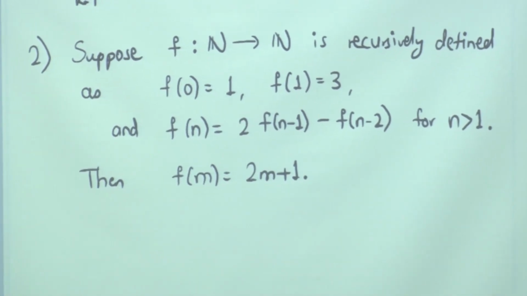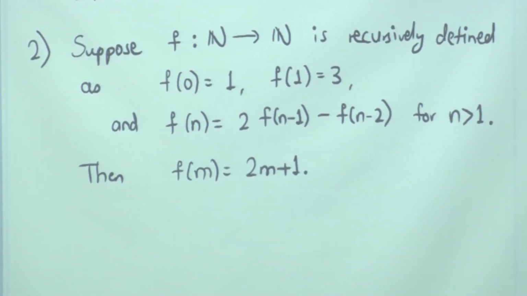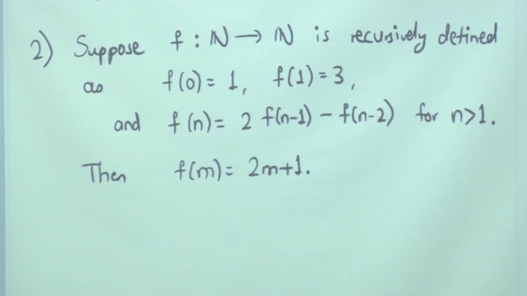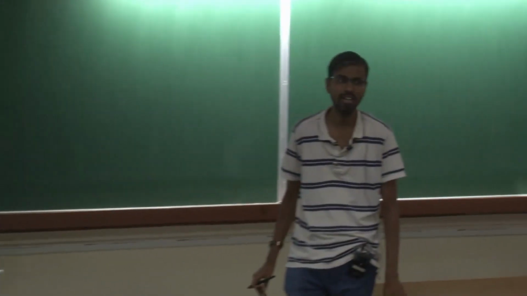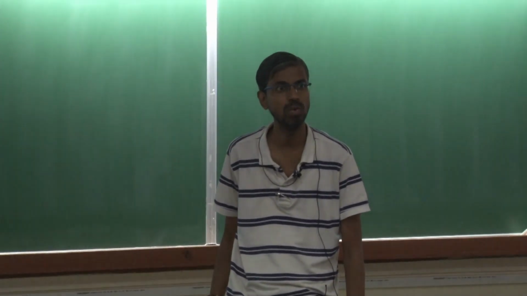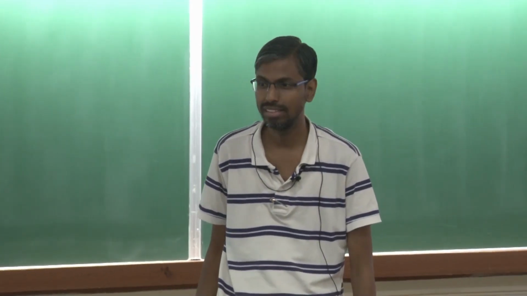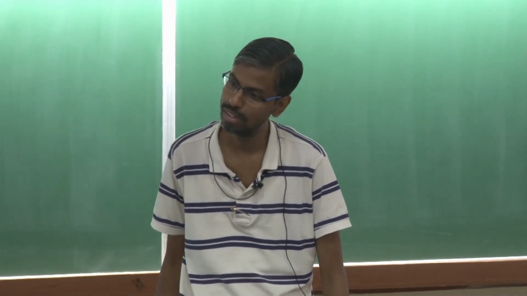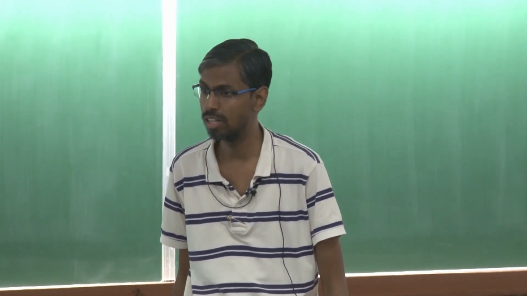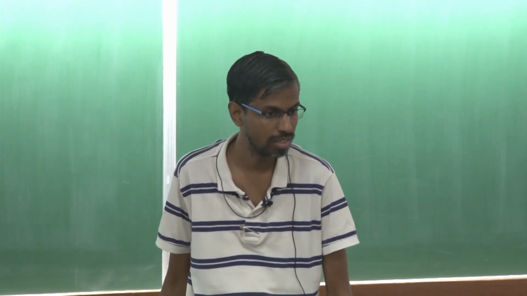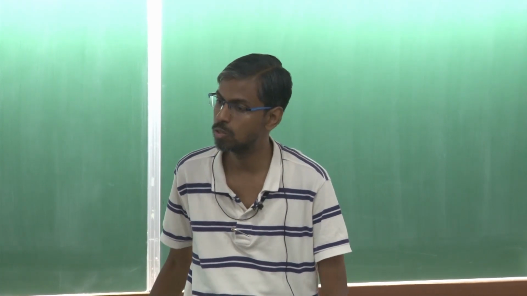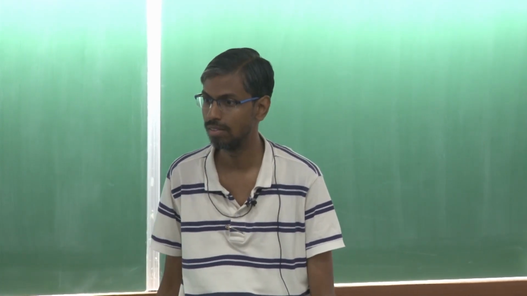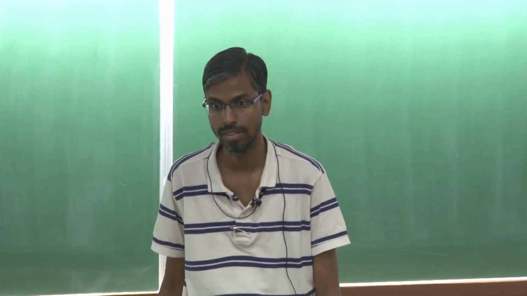We assume it for n minus 1 and n minus 2, and then prove it for n. So assuming it for n minus 1 and n minus 2 and proving it for n. Is this really a valid method of proof? Can you assume it only for some specific numbers that you want, like only the previous 2 cases? Can you assume that? Yes, why not? We're assuming only the previous one case.